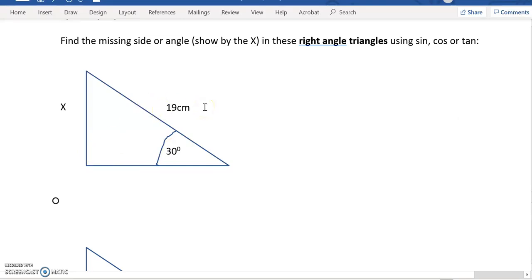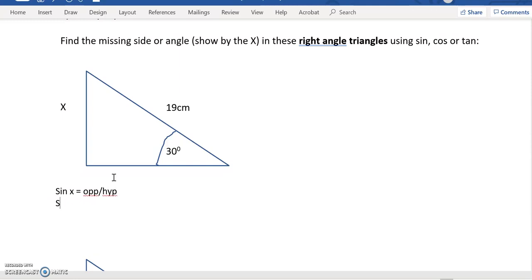Now the rules we've got to work with: sine equals opposite over hypotenuse. So the sine of the angle equals opposite over the hypotenuse. They're the three pieces of information we've got. So that's what we're going to use. Now we can substitute what we know in. It's the sine of 30 equals, the side opposite is x divided by 19.